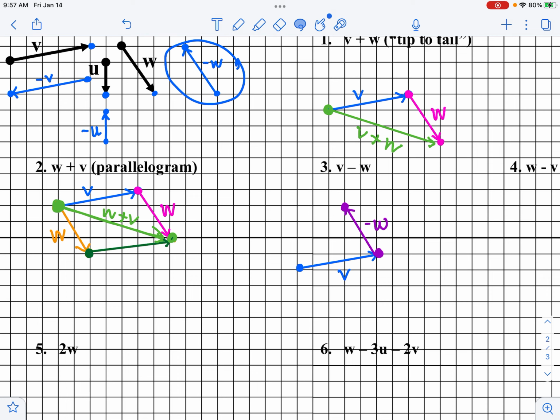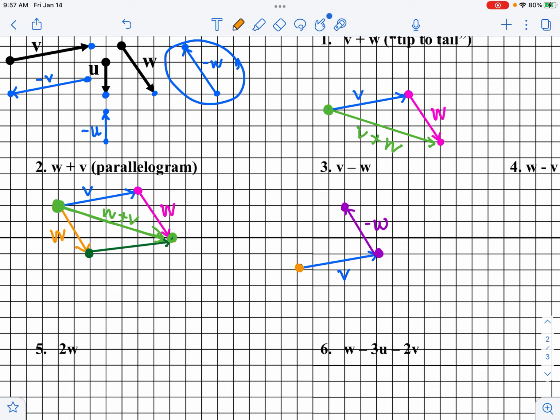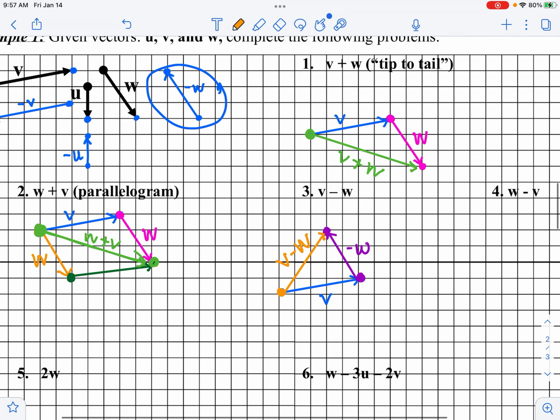All right, and now I want to show v minus w. What I'm going to actually do is move this w here first because I just feel the need to. And now I'll show v minus w. So I'll go to your initial point, to your terminal point, your last point, and that is v minus w. Okay. All right, now we want to do w minus v.